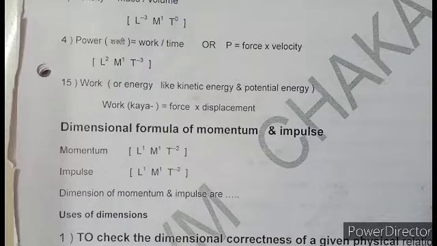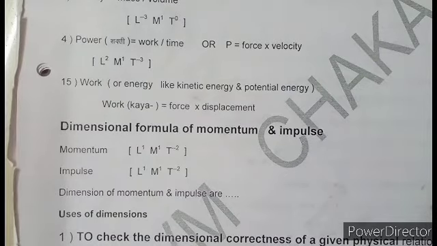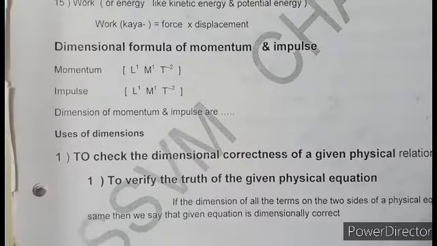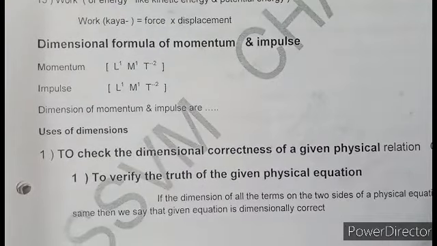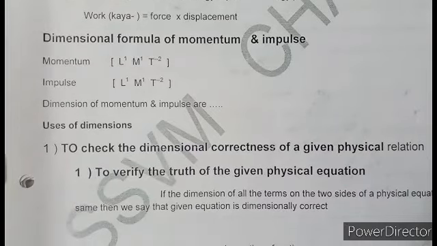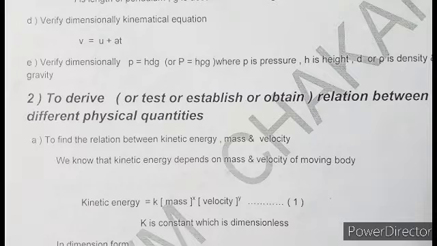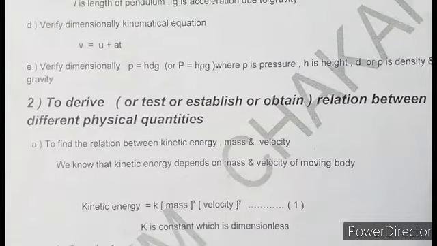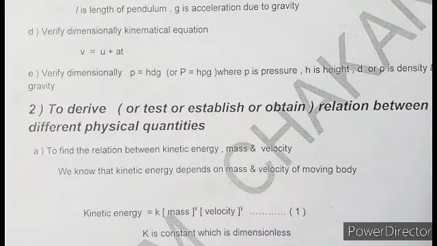We have seen how the dimensions are obtained or derived for the different quantities. Also we have seen the uses of dimensions: first, to verify the truth of a given physical equation, and second, to derive, test, establish or obtain a relation between different physical quantities.